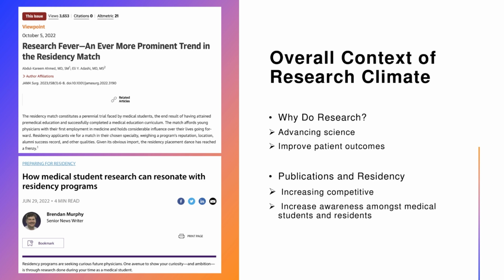Before we delve into more content, I think it's really important that we go through the overall context of the research climate. Research plays a critical role in driving advancements and improving patient outcomes in healthcare because it ultimately serves as the foundation for evidence-based practice, ensuring all medical decisions are based on solid scientific evidence. Through research, new treatments, interventions, and diagnostic methods are developed, eventually leading to better healthcare outcomes. And through rigorous research, we validate and refine our practices.